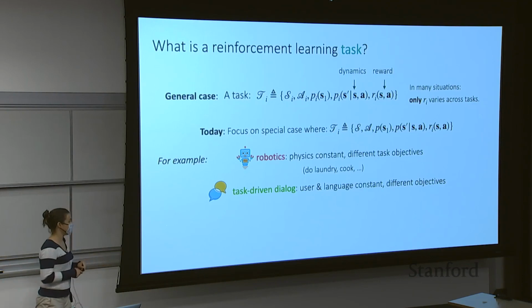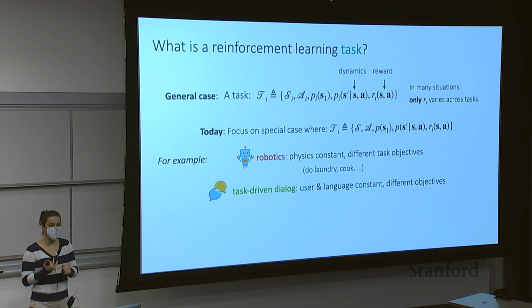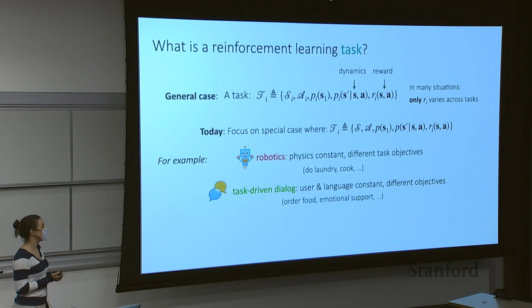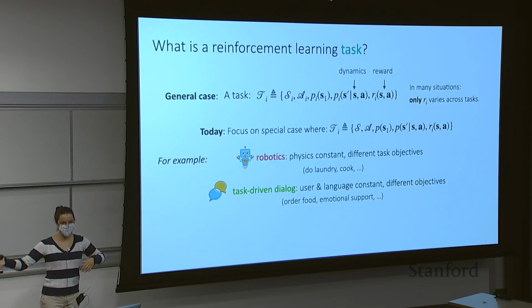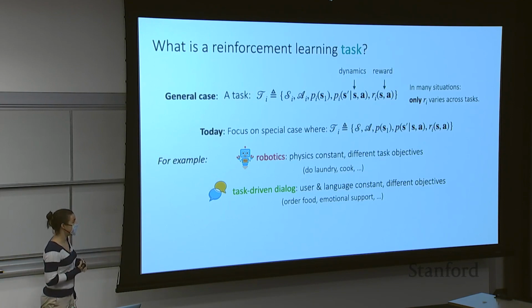Another example is maybe we want a virtual assistant or some form of dialogue system where the user and the language that it's speaking in are constant across the tasks, but you have different objectives. So maybe in some cases you want it to order food for you, maybe you want it to provide emotional support. In this case, also the dynamics and the state space and everything are the same, but the reward function, like ultimately what you want it to accomplish for you, is different.